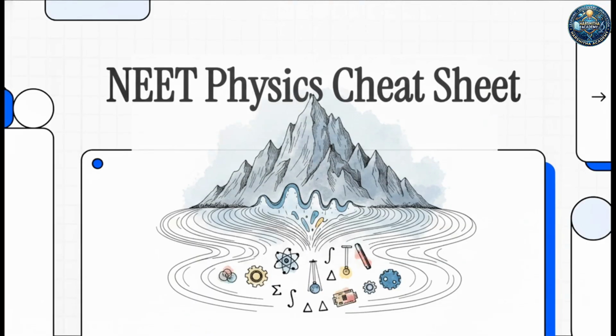Welcome back, everyone. Look, physics is practically legendary for being the absolute toughest section of the NEET exam. But what if we just compressed it? What if we took that massive mountain of information and boiled it down to literally just the most crucial, high-yield stuff? Well, in this explainer, that's exactly what we're doing.